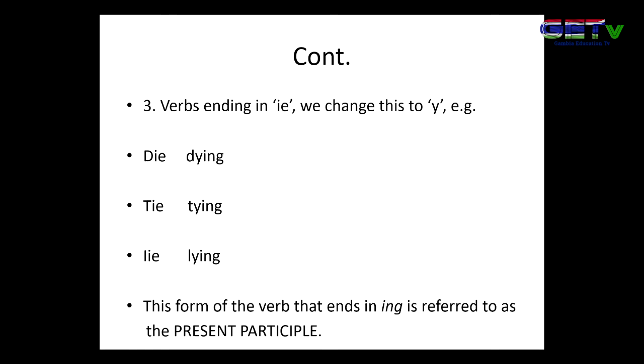We have words that end in IE. We change this to Y and add ing. Die, for example, when somebody's life ends, okay? To die means to put an end to the life. Tie, tying. Lie, lying. Vie, vying, and so forth. Now, this form of the verb that ends in ing is what is referred to as the present participle.